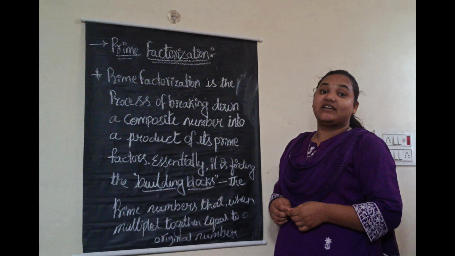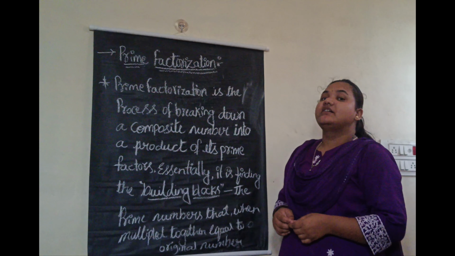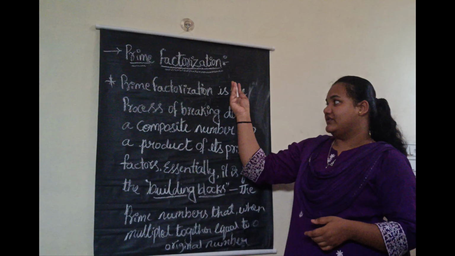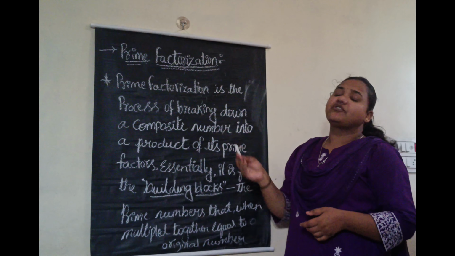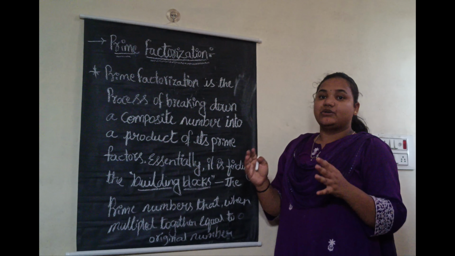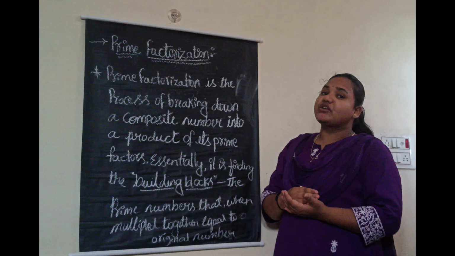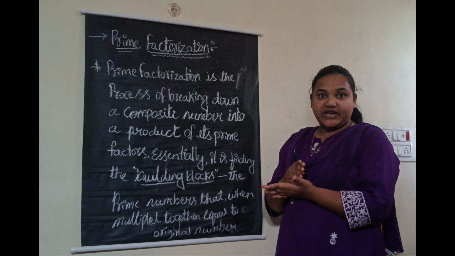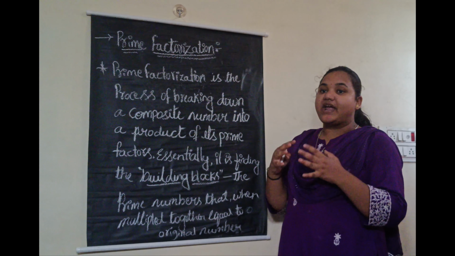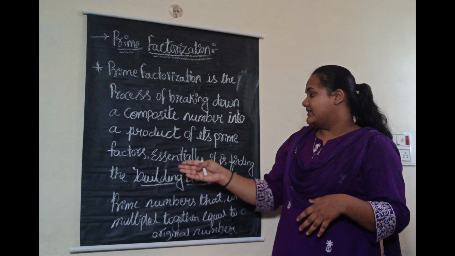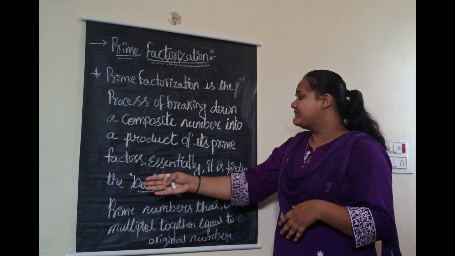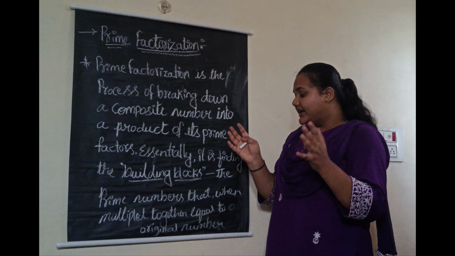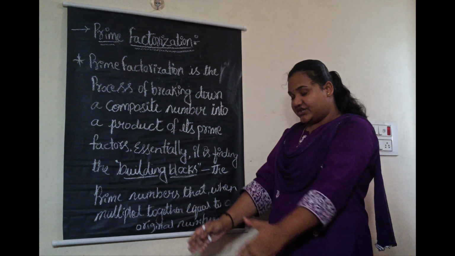I hope you understood yesterday's topic that I posted, divisibility rule. And today's topic is prime factorization. Prime factorization is the process of breaking down a composite number into prime factors. In this process, we take one composite number and break it down to form prime factors. Prime factors are essentially the building blocks, the prime numbers that, when multiplied together, equal the original number.